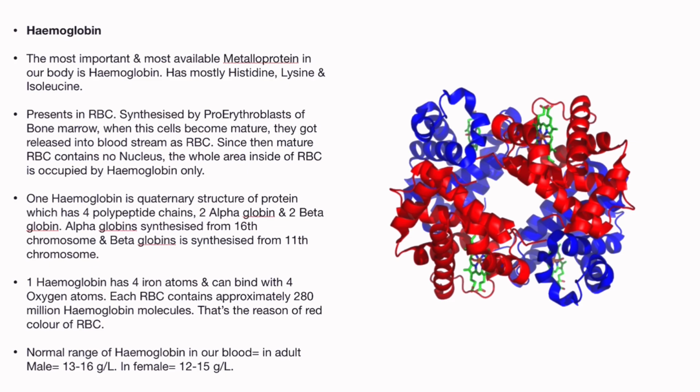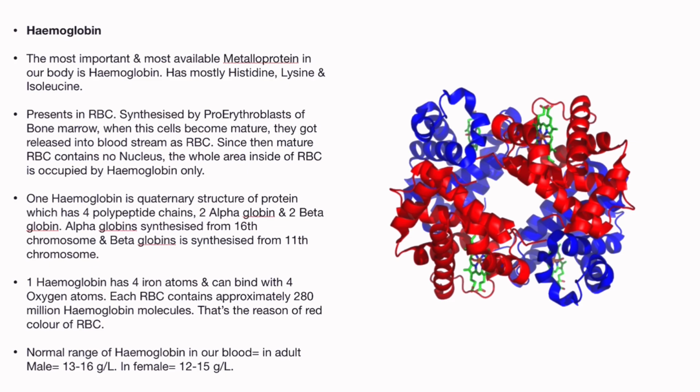This hemoglobin has 4 polypeptide chains, 2 alpha globin and 2 beta globin. This globin part is also known as a subunit. Anyway, in some textbooks you can find 2 alpha subunits or 2 beta subunits. Alpha globins are synthesized from the 16th chromosome and beta globins are synthesized from the 11th chromosome. One hemoglobin has 4 iron atoms, so it can bind with 4 oxygen atoms.